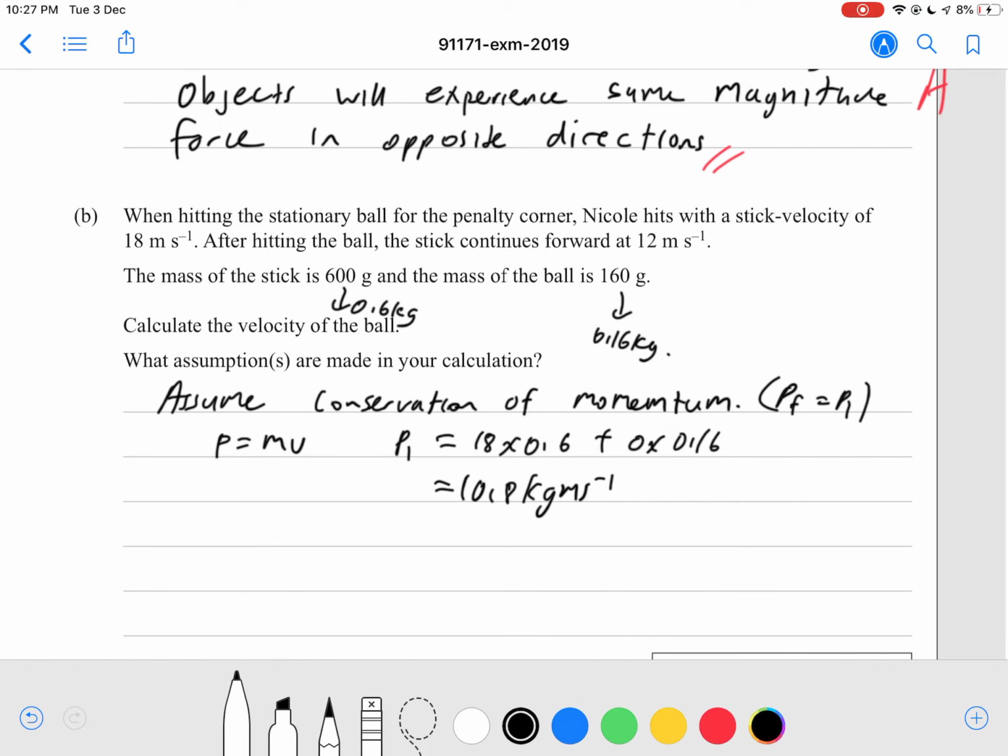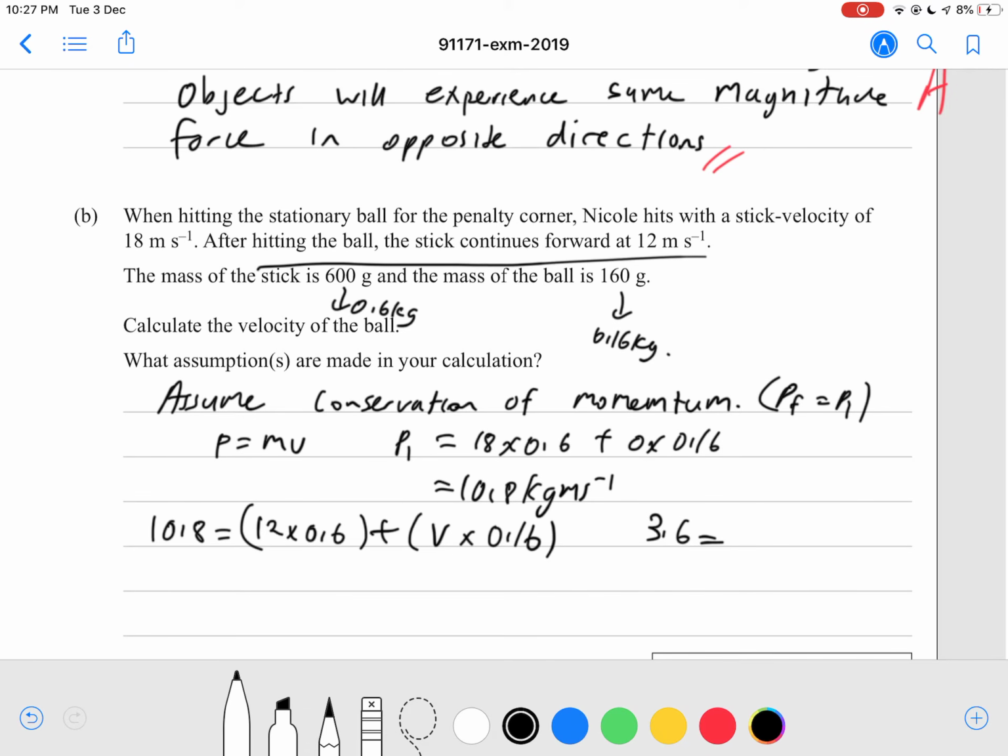Okay, so we're assuming that our final momentum is equal to initial momentum. So we can write 10.8 is equal to, after hitting the ball, the stick continues forward at 12 meters per second. So it continues in the same direction. So we have 12 times 0.6 plus an unknown velocity times 0.16, which is the mass. So 10.8 minus 12 times 0.6 equals 3.6, which equals 0.16 v. Therefore, our v value should come out to be 22.5 meters per second.